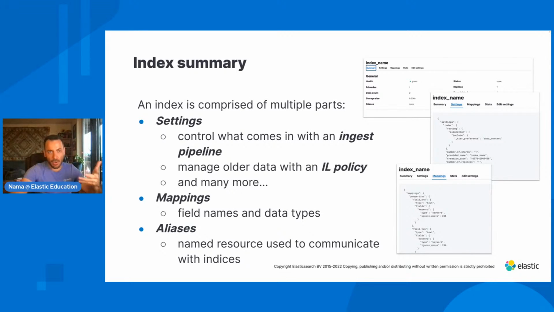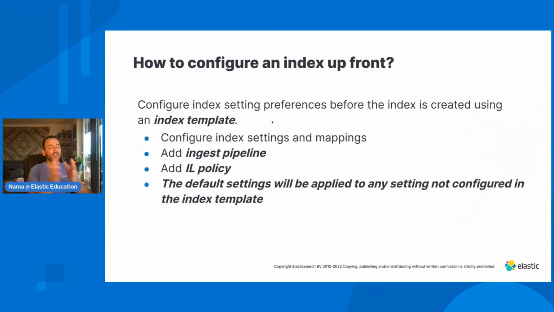So there are lots of different parts to an index that we can change and configure. How do we change that and set it up the way we want up front? Introducing index templates. This is what we're going to be configuring today. We're essentially setting up an index template, which gives us the option to configure whatever index settings, whatever mappings with their appropriate data types. We can add an ingest pipeline that we want to specify. We can add an index lifecycle policy.